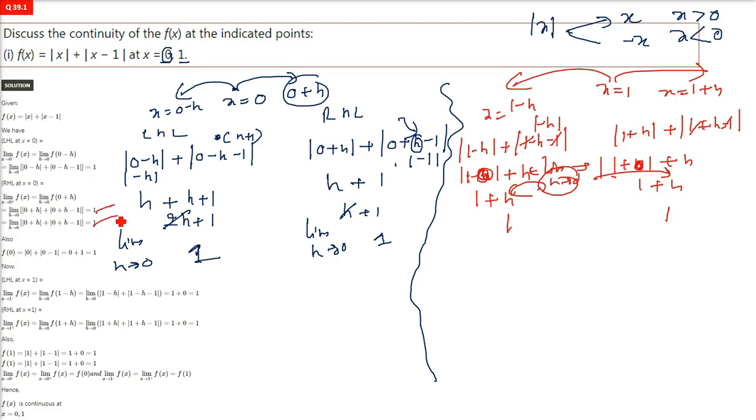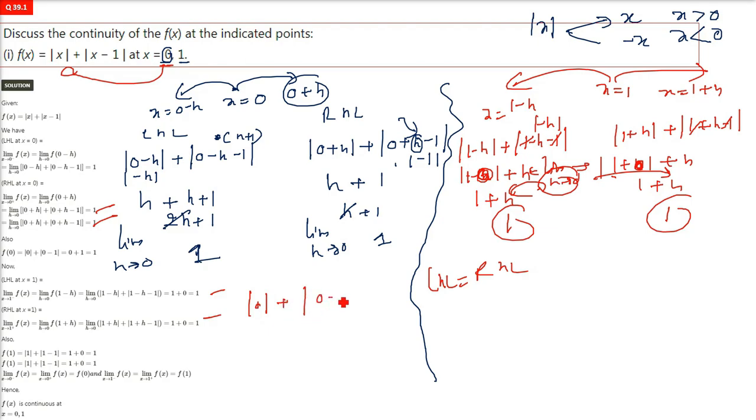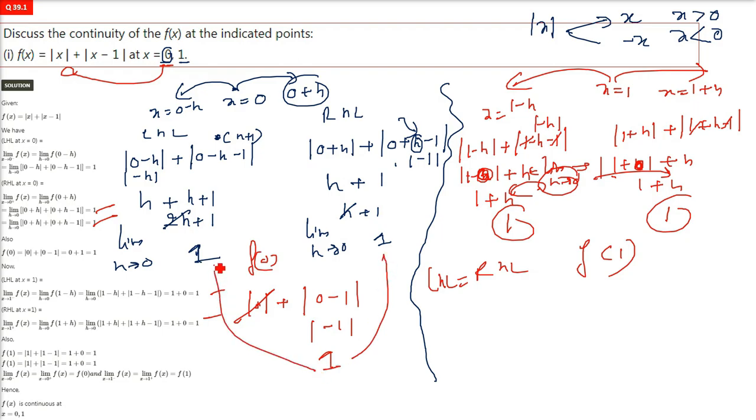So in both the cases, at x equals 0, x equals 1, both the cases LHL equals RHL. So the limits are equal. Okay, so we can very well say that this is continuous, because we need to check at x equals 0. So mod 0 plus mod 0 minus 1, what do you get? You get mod 0 is 0 only, because f0 we have to also find out, f1 also we have to find out. So mod 0 is 0, 0 minus 1 is minus 1, and mod of minus 1 is 1. So these all three are matching. Then we say it is continuous.